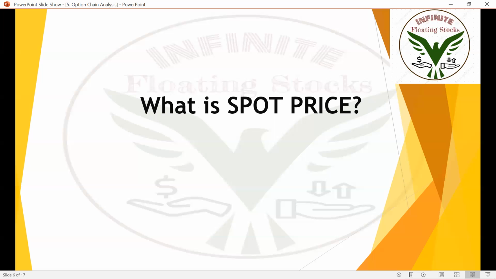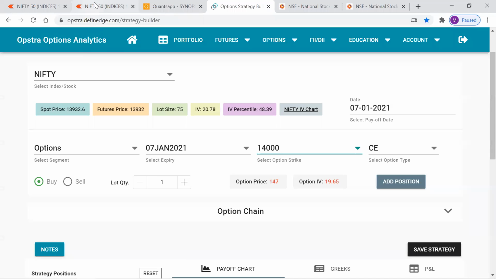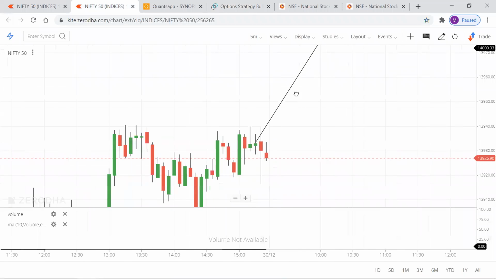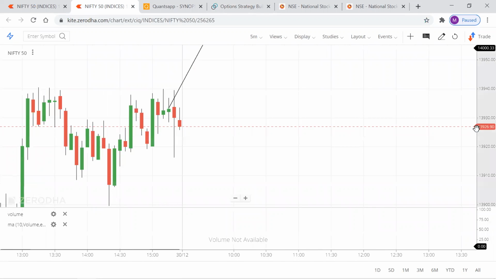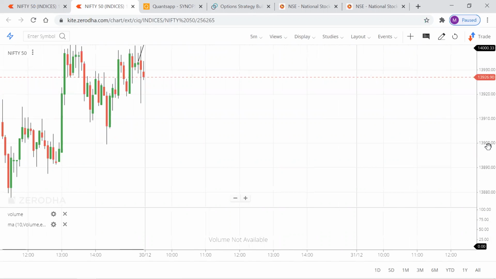But few people call it a spot price. We call it a spot price. Spot price is nothing but its last traded price. In our scenario here it is 13,926. So 13,926 is closer to 13,900.